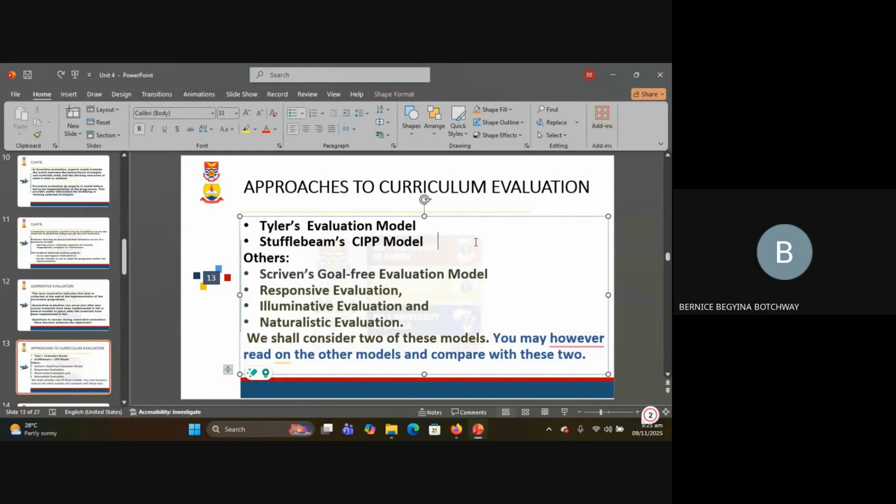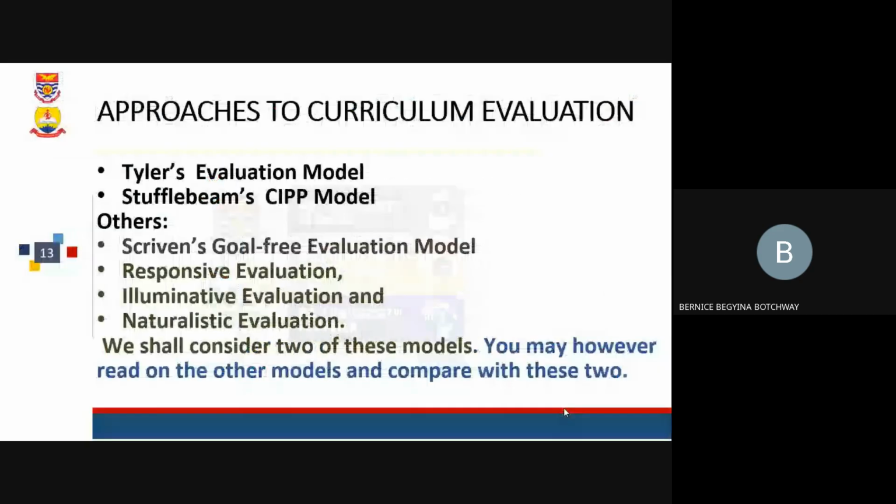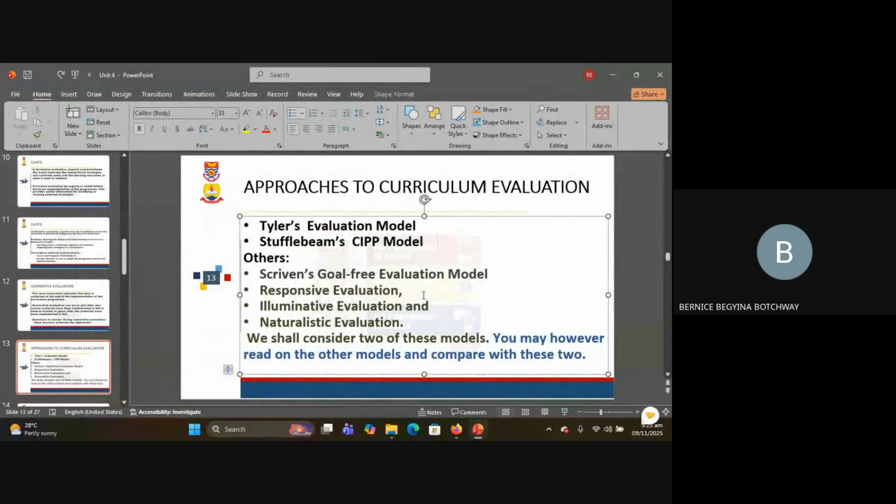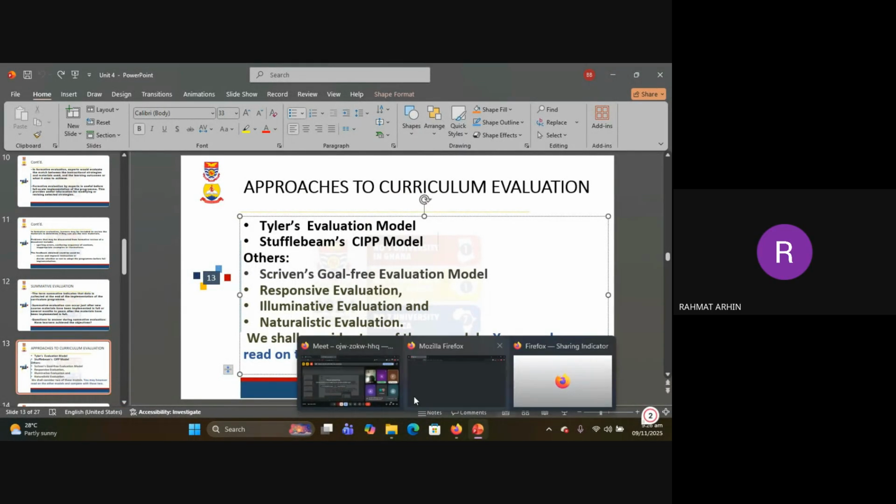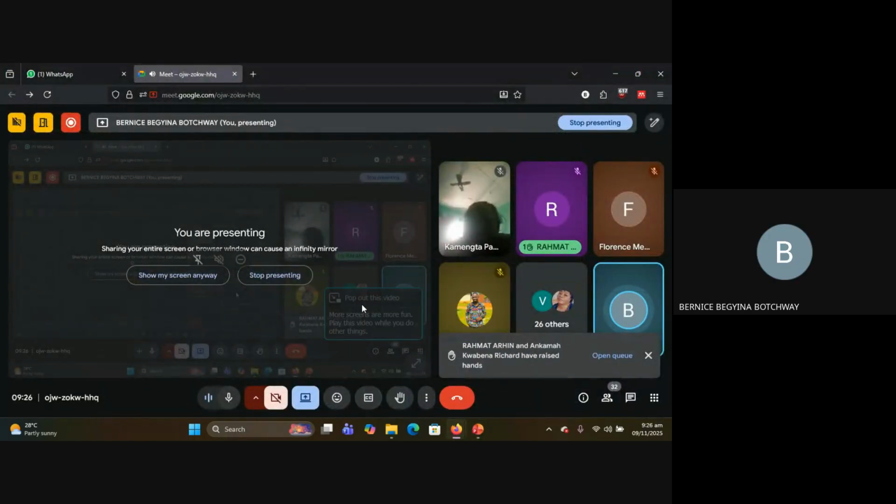Okay, so these are the approaches. I believe we all can see. Madam Ramat, can you see too? Yes, please. So these are some of the approaches that we can use to evaluate our curriculum. It's not like someone built on another person's model. We all came with our ideas, and we realized that all these ideas can be used to evaluate a curriculum. They all have their strengths and their weaknesses. Are you okay, Madam Ramat? Yes, please.